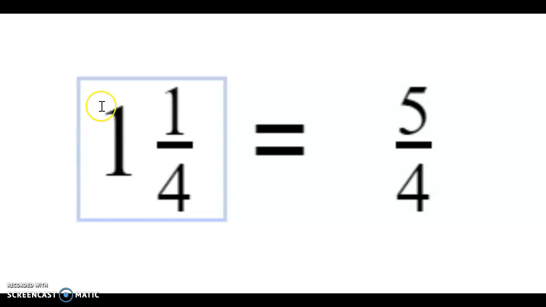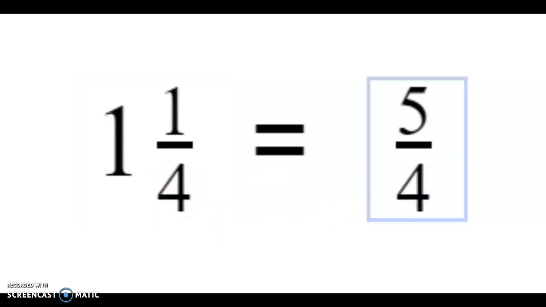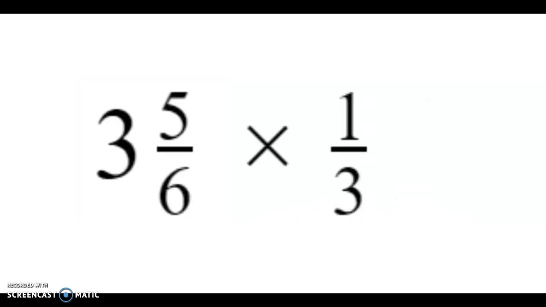We have our mixed fraction 1 and 1/4. To get to our improper fraction, we take a look at our mixed number. We know that we multiply 4 times 1 plus 1 gives us 5, and we just simply carry the denominator of 4 over into the improper fraction. This should be review for you.